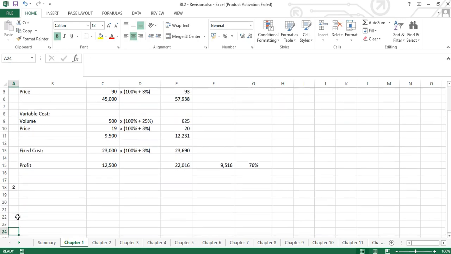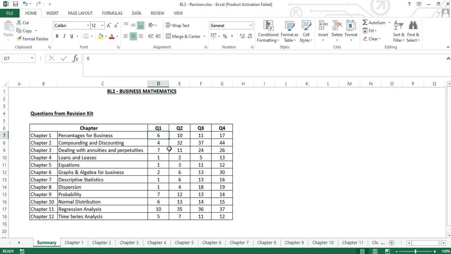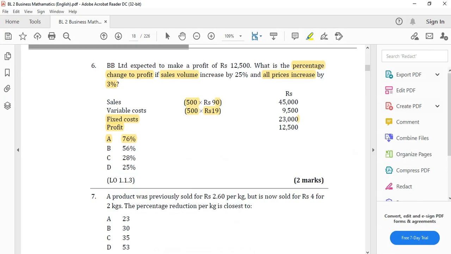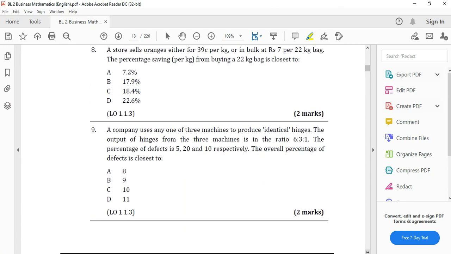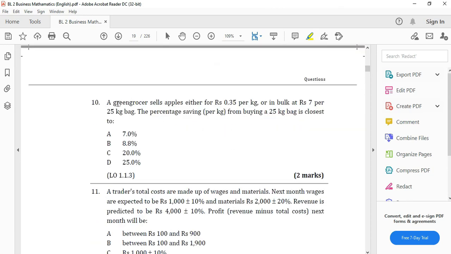Alright, next let's move to the second question, which is question number 10. A greengrocer sells apples either for 0.35 per kg or in bulk at 7 rupees per 25 kg bag. The percentage saving per kg from buying a 25 kg bag is closest to how much? Okay. So they are basically asking the percentage saving per kg if you are buying a 25 kg bag.